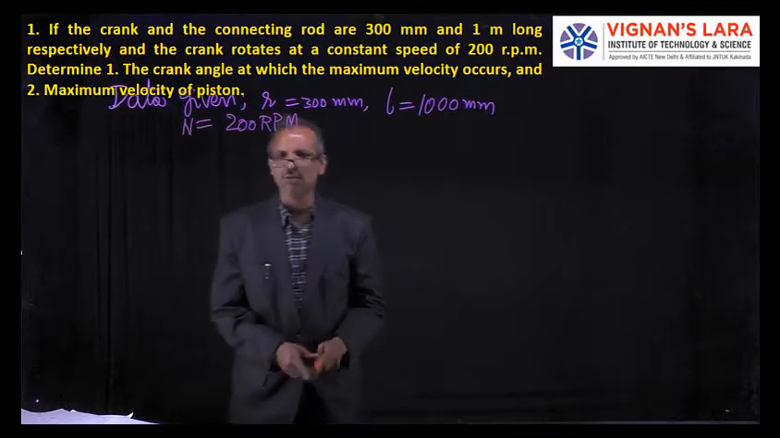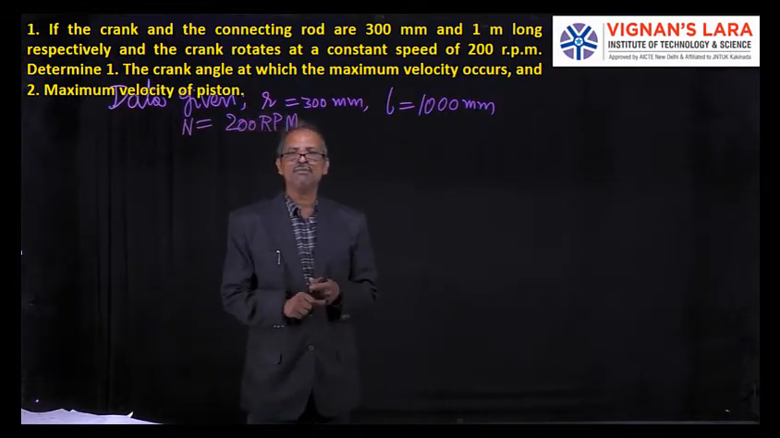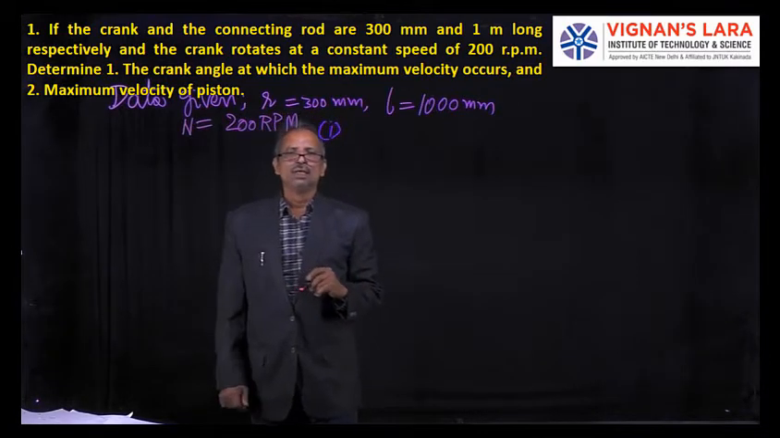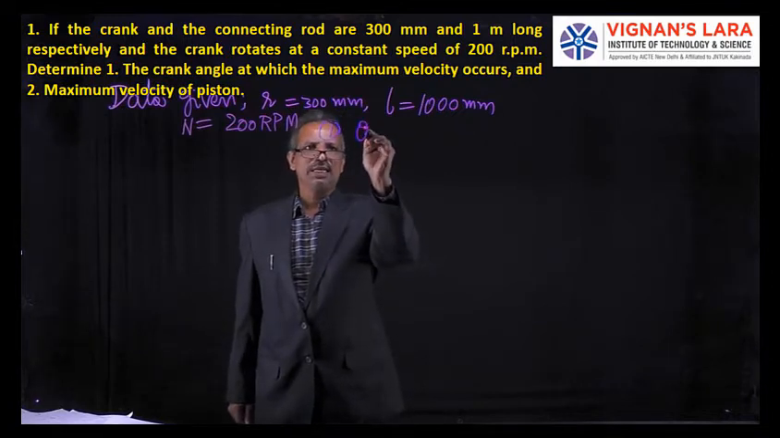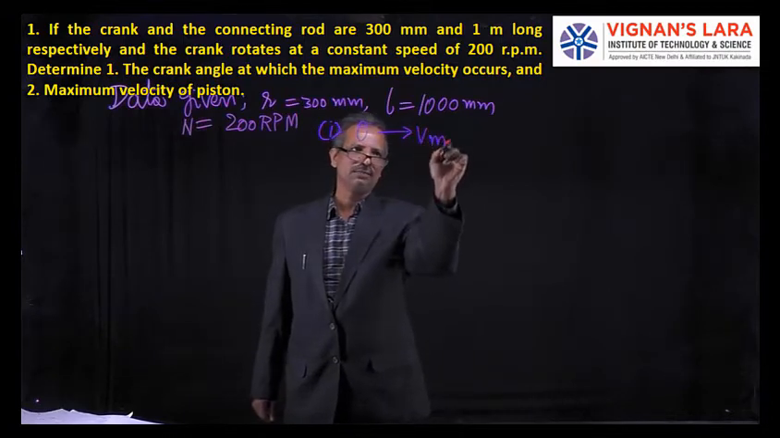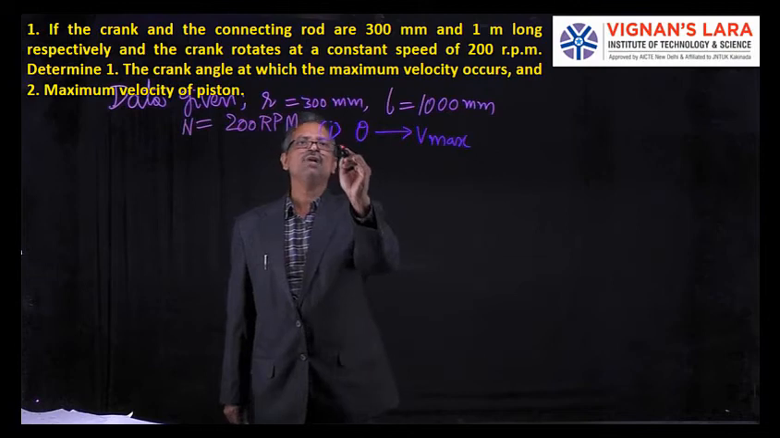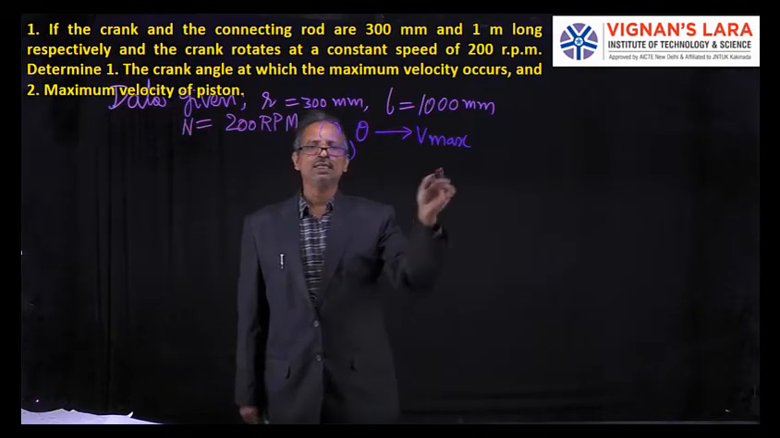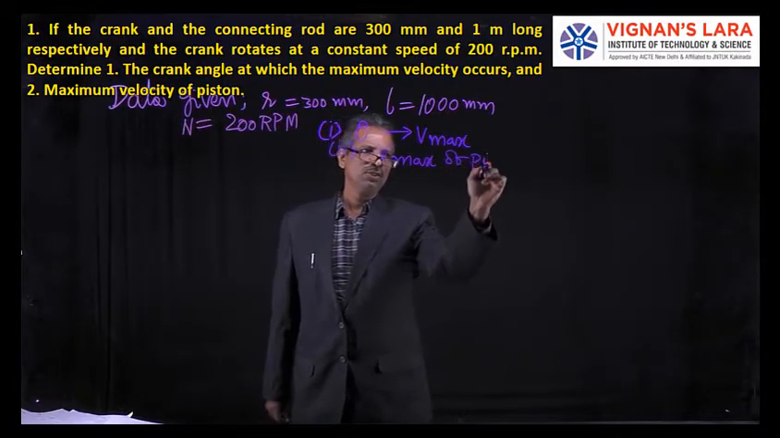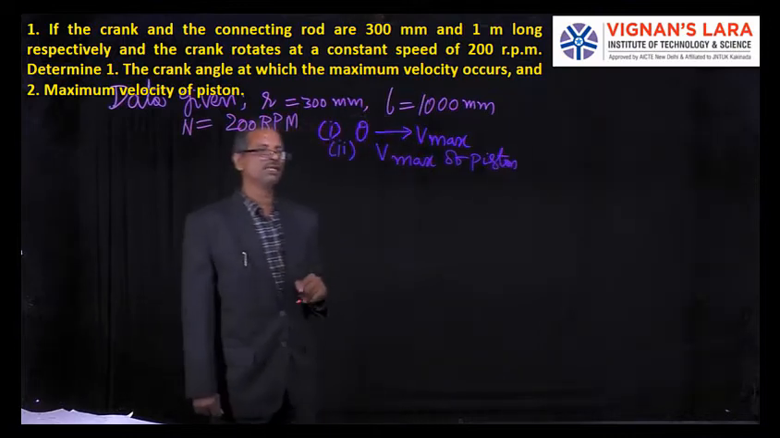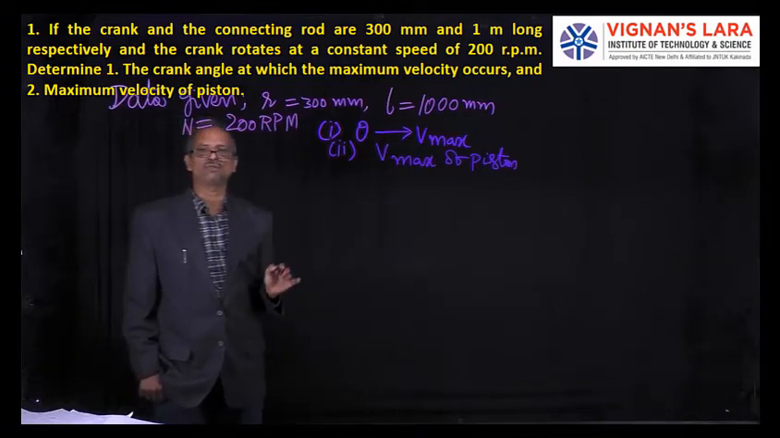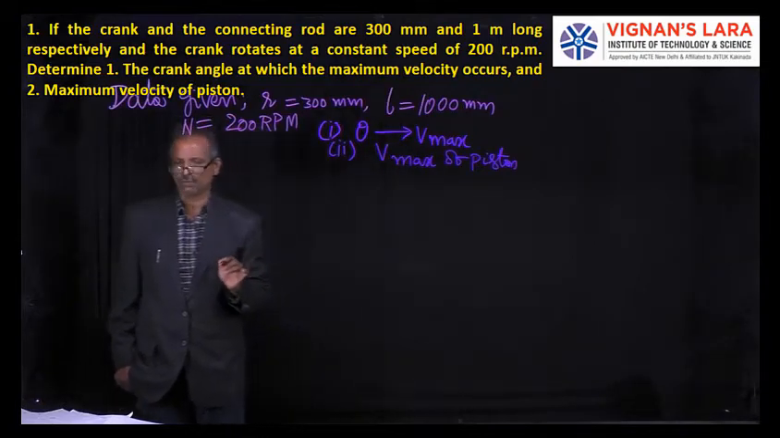You are supposed to determine, first, the crank angle theta at which maximum velocity V max occurs. And the second one, what is that maximum velocity of the piston? Once you find theta, then substituting that corresponding theta in the velocity equation, we get the maximum velocity. That is a direct substitution problem.